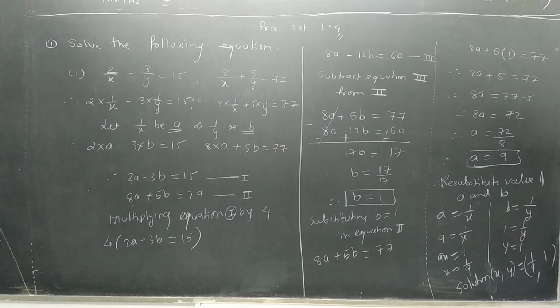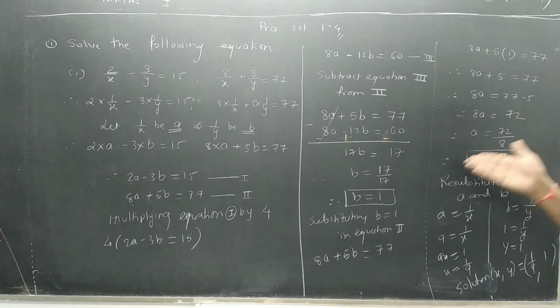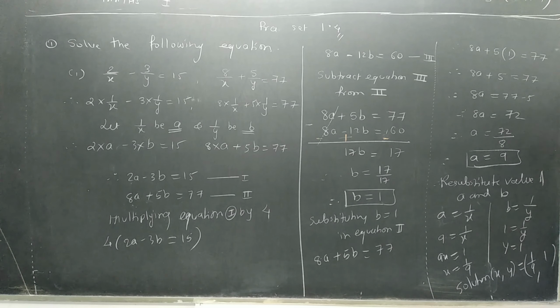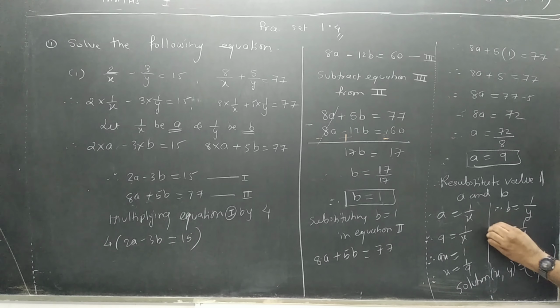But they have not asked the value. They have asked to solve this equation. So we got the value of a and b. Many times this happens that students forget, and they find out the value of a and b. They write that as the answer. Please, we should be very careful for this type of questions. So you are going to resubstitute. What are you going to write? Resubstitute the value of a and b, and you have to solve this thing.